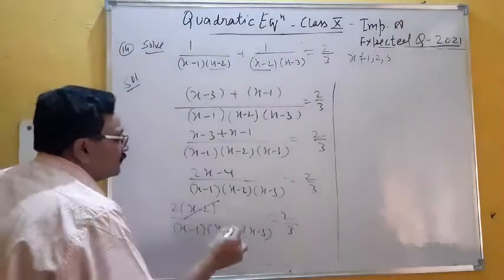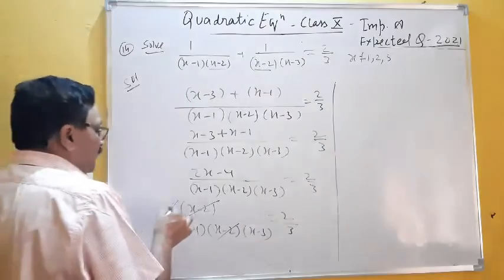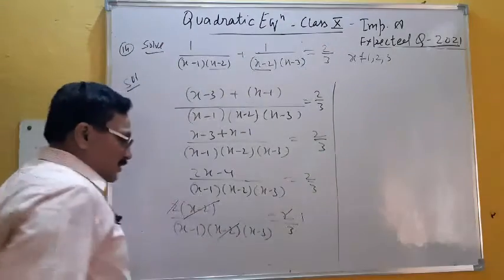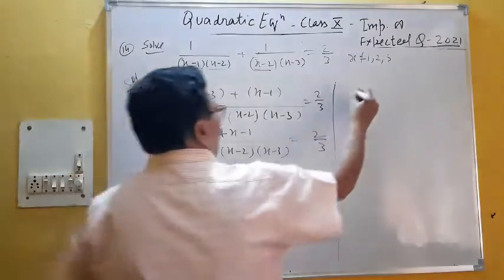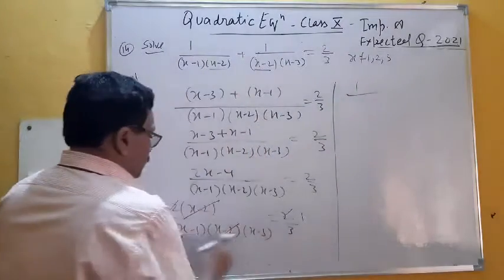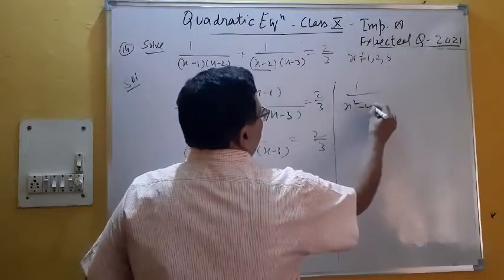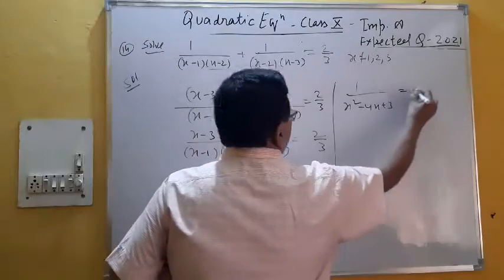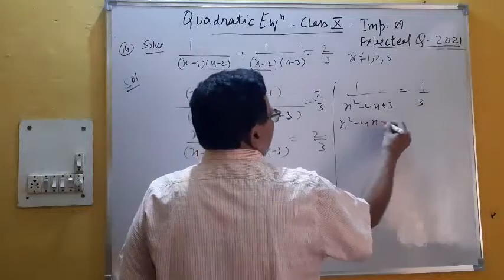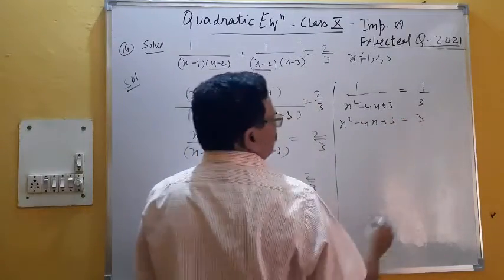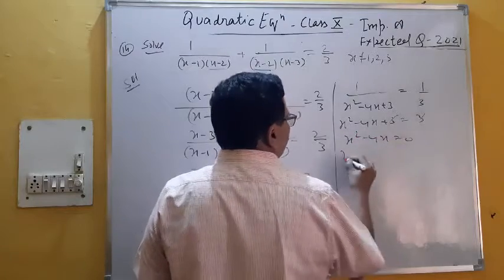Now cancel. This 2 we can cancel with this one, and this will become 1. So now see what a much easier part you have. I am opening these brackets because there is less space. 1 upon x square minus 4x plus 3 equal to 1 upon 3. So x square minus 4x plus 3 equal to 3. This 3 and 3 cancel. You will get x square minus 4x equal to 0.